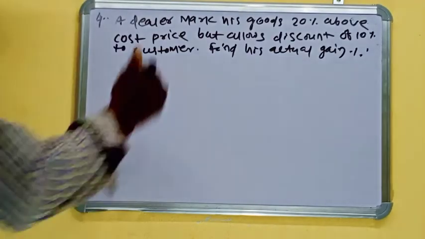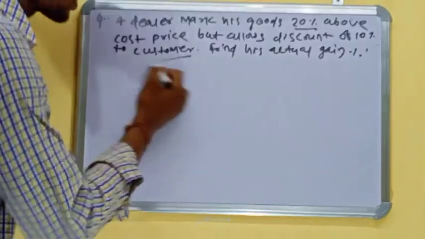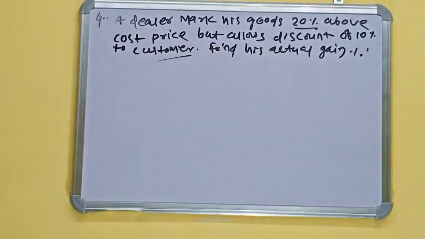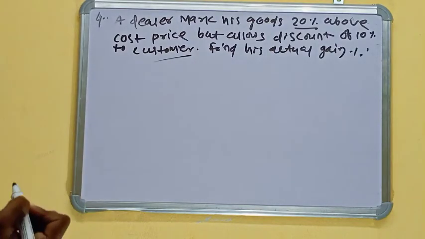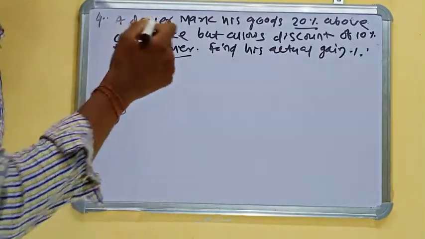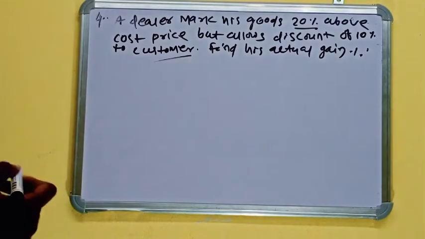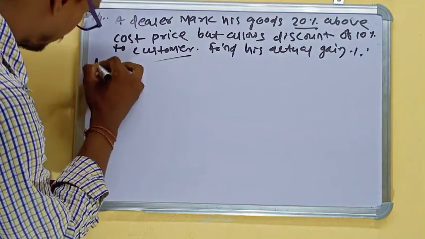The next question is, a dealer marks his goods 20% above cost price but allows a discount of 10% to his customer. Then find his actual gain. Here the dealer marks his goods 20% above cost price.